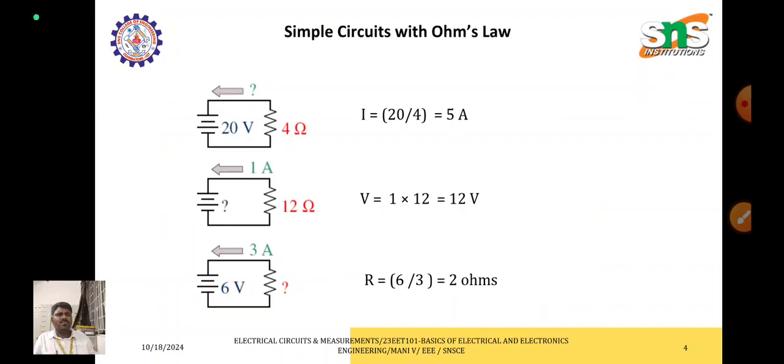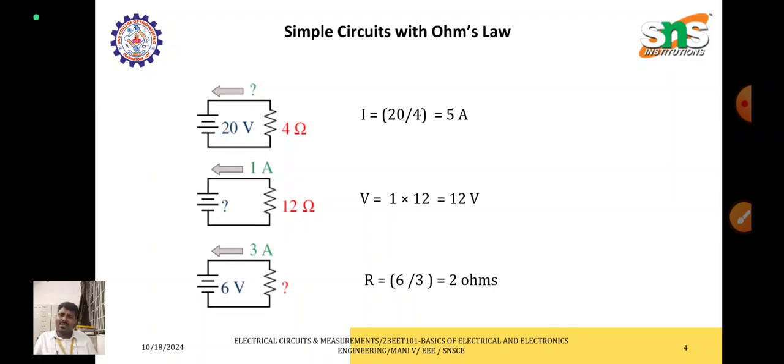And these are simple circuits with Ohm's law. Let us see here. In the first circuit, the battery is 20 volts and the resistance is 4 ohms. Now we have to determine the current. So I is equal to V by R, voltage by resistance. 20 by 4 is equal to 5 amps.